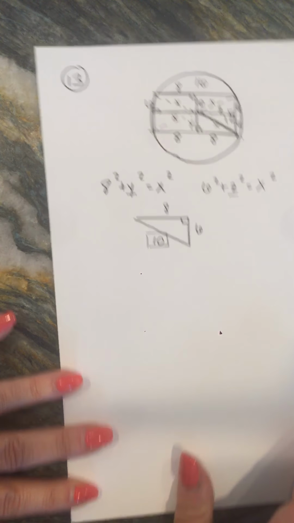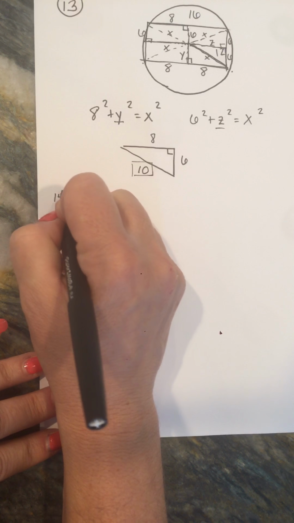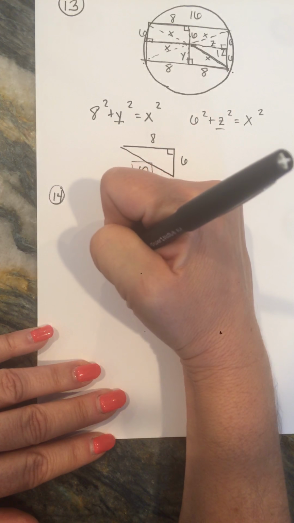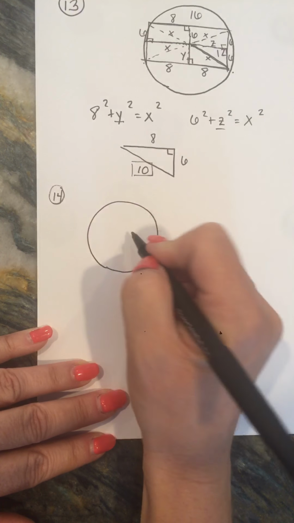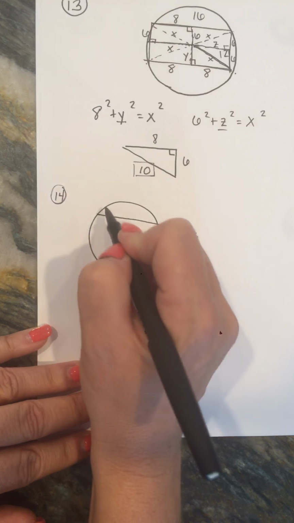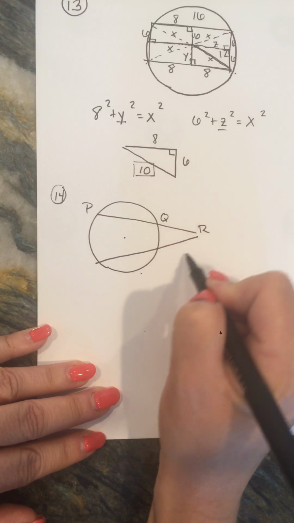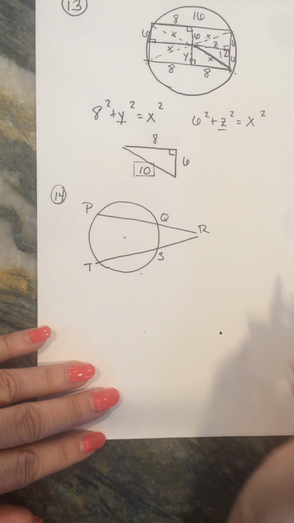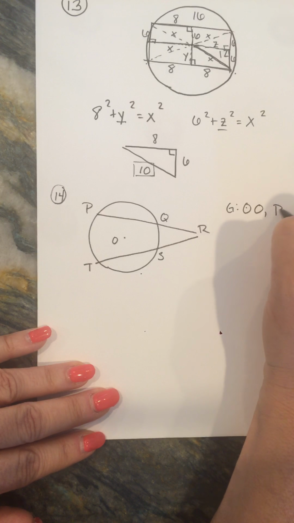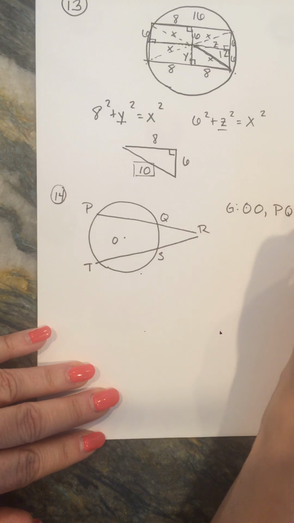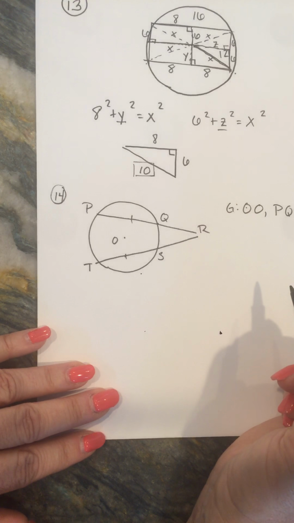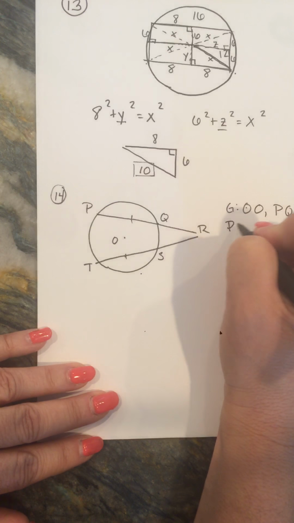Okay, let's look at 14. I wonder if 14 will be as tricky. Maybe it's trickier. Who knows? All right, number 14. You are given, it's a proof. So let's look at this guy here. Here's our circle. This is P, Q, R, S, T. And we are given circle O. And we know that PQ is congruent to TS. They're congruent chords. Think about that for a second.